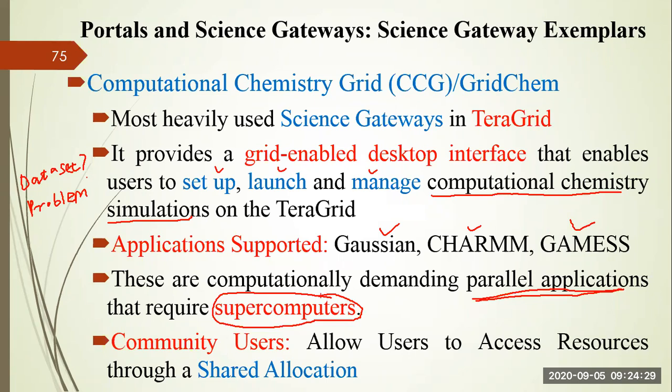If there is a community of users, for example, you have groups, it allows users to access resources through shared allocations. So users who are present in the same group can use the resources collaboratively. That is called your shared allocation.